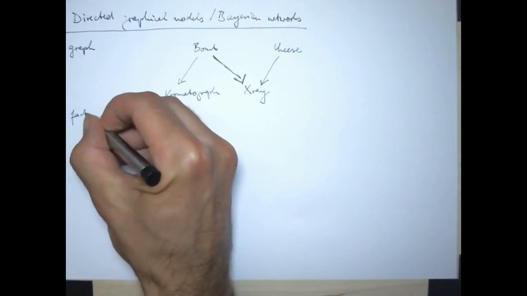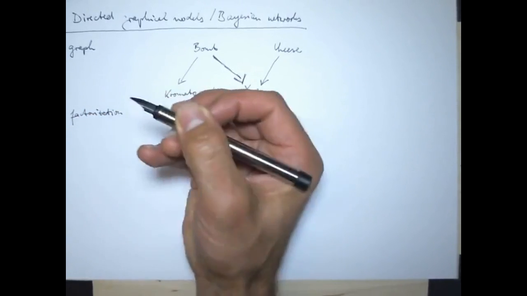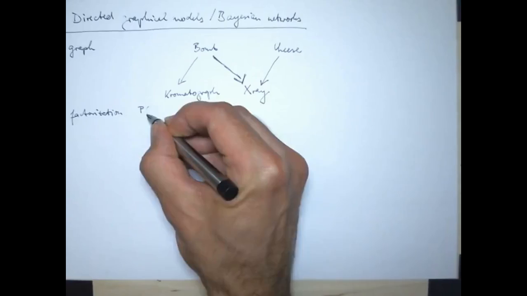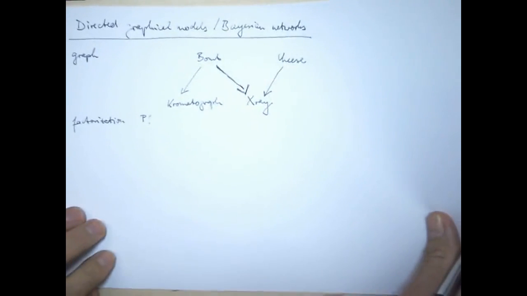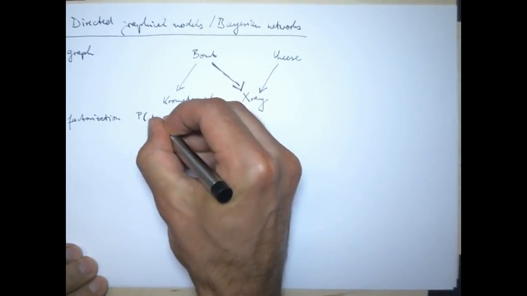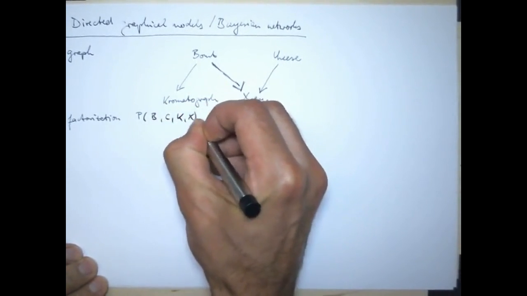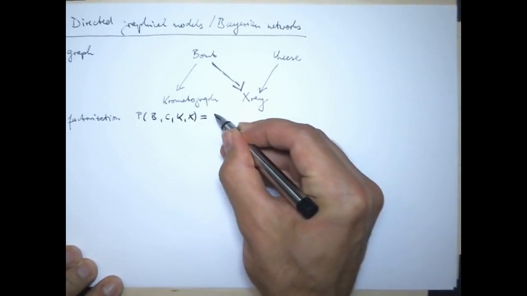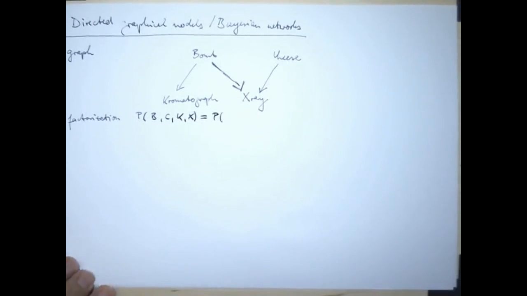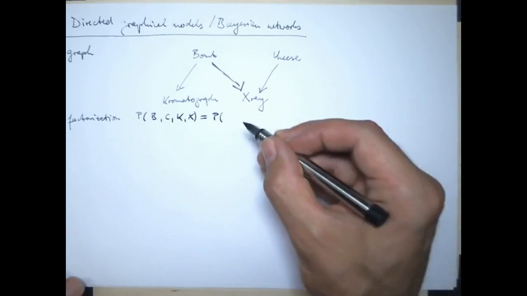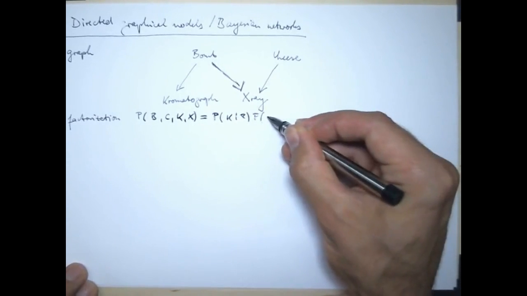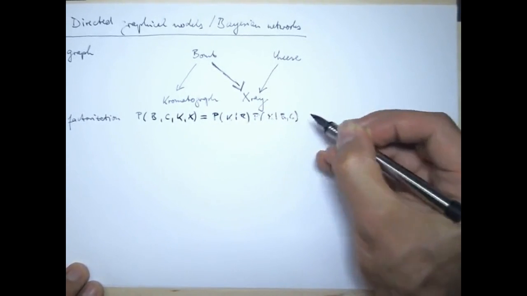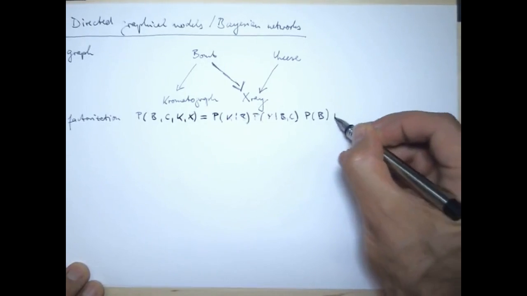Now first, how to factorize this graph, because this is what graphical models are all about, factorization. So we have a joint probability of all these 4 random variables. So we have a joint probability of B, C, K, and X. And in directed graphical models, each variable depends in a direct fashion only on its parents. So I can write that as the conditional probability of K given B times the probability of X given B and C and then we have a prior probability for B and C.